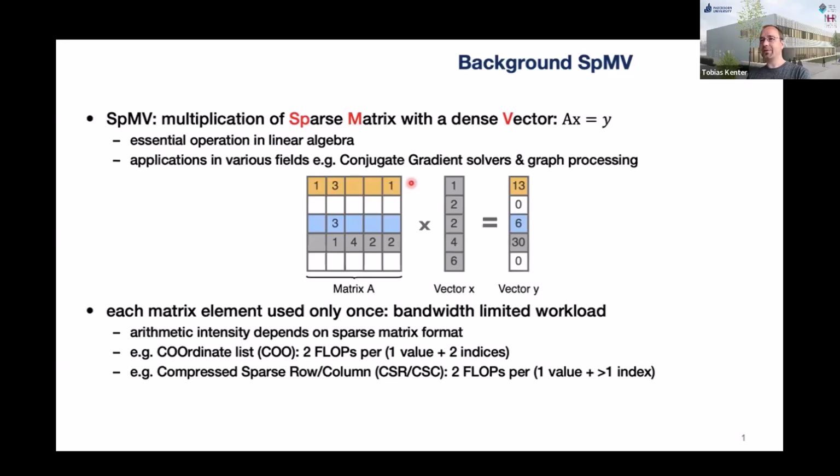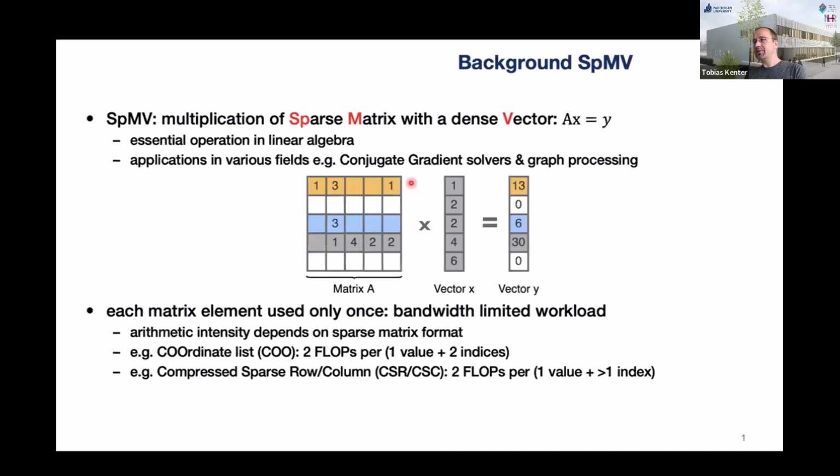Popular formats are the coordinate list format, where we have 2 flops per combination of one value of the matrix and 2 indices, so both dimensions, row and column index, are stored. Or more efficiently, and the format that we are using in this work, is the CSR format, where we have just one value and a little bit more than one index per non-zero entry in the matrix.